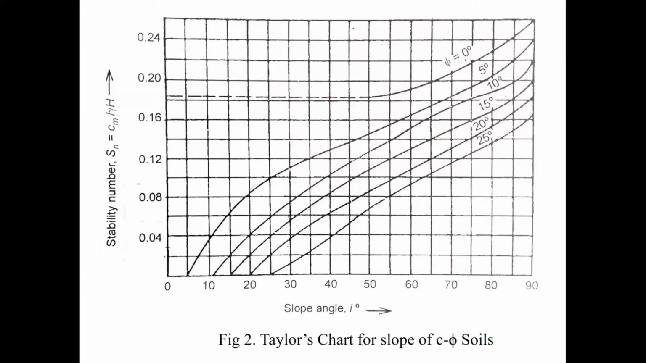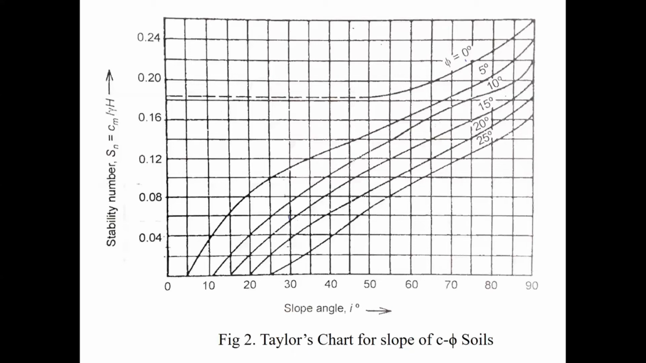So I have my phi equal to 15 degrees. You can see 15 degrees here, this line. So this is the line I am going to adopt, right? So phi is equal to 15 degrees. And what is my I, the slope angle? 37 degrees, isn't it? So this is 30 degrees, this is 40, this is 35. So somewhere here.